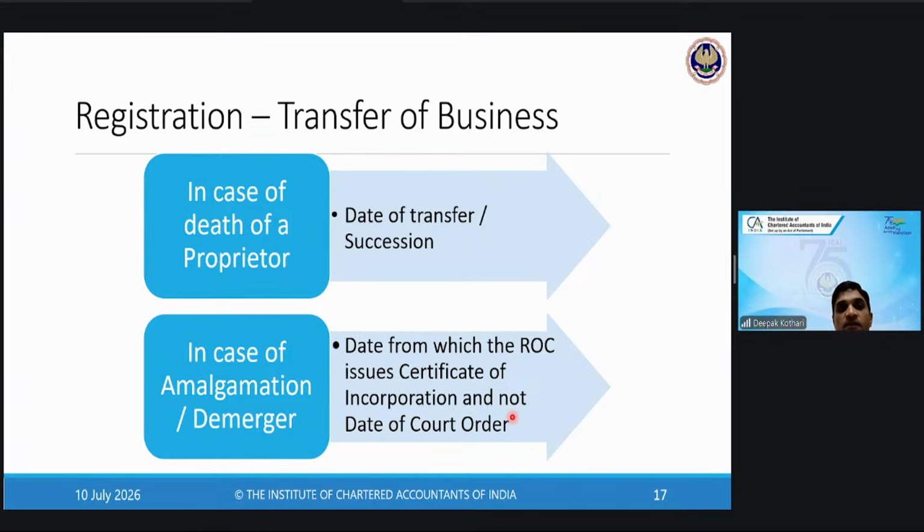So that is the reason the effective date of registration for the new amalgamated entity will be from the date when the ROC issues the certificate of incorporation and not the date of the court order, because the court will say, I'm giving you an approval for amalgamation from the date when you applied. And all the procedure happened because we have to comply with it. But GST says we cannot go backdated and take the registration. So when you get the new certificate of incorporation, that will be the date when you have to take registration. Got it?